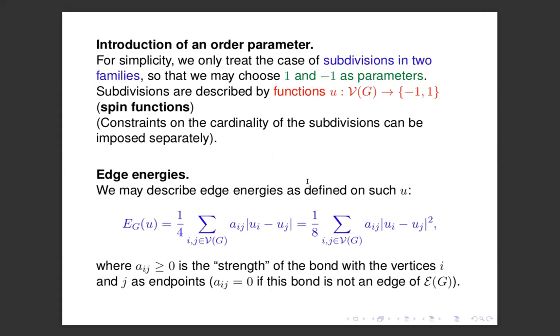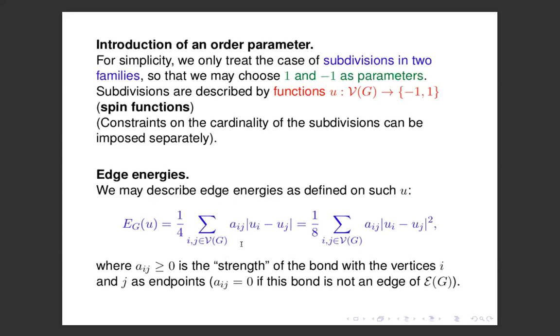Then we define the edge energies in terms of these spin functions. And this is a way to define them. To every edge, we associate a positive or non-negative number, Aij, which is the strength of the edge. And if you are not in the set of edges, then we set Aij equal to 0.